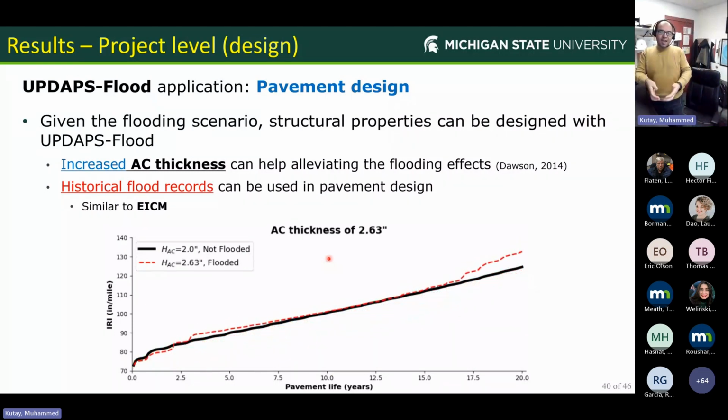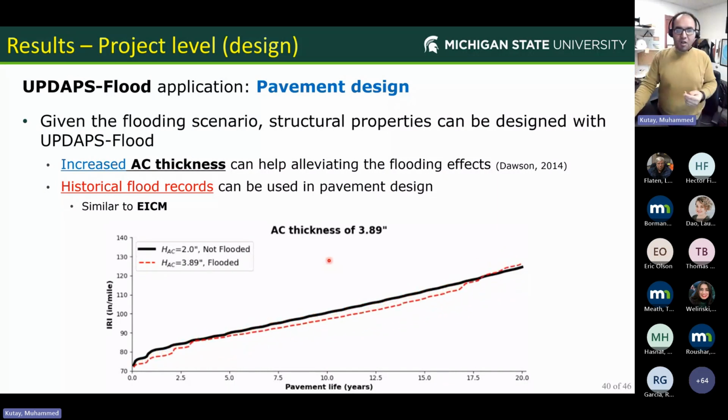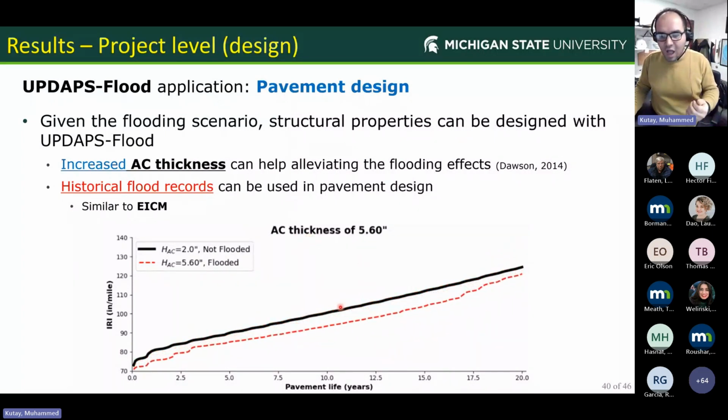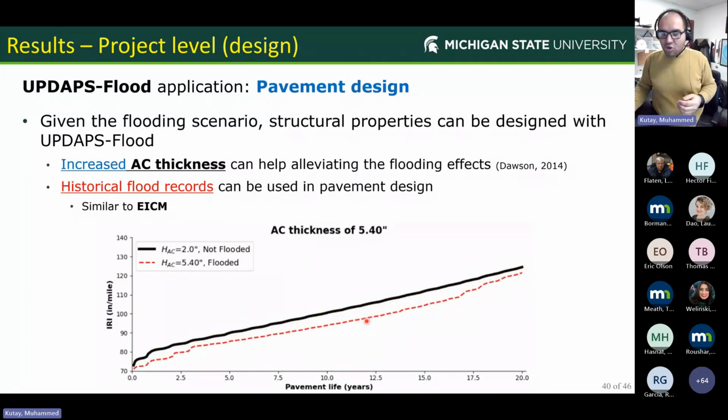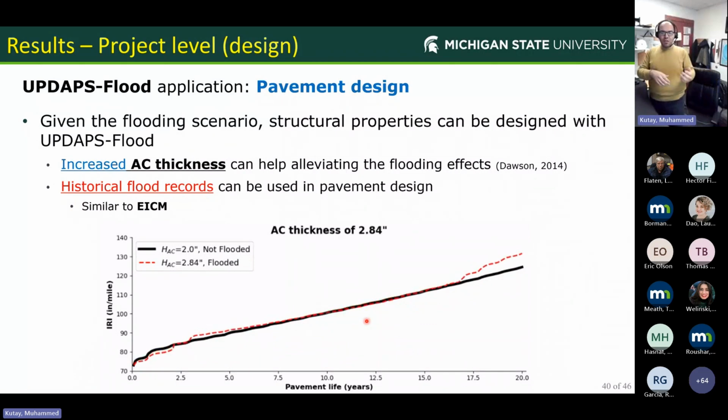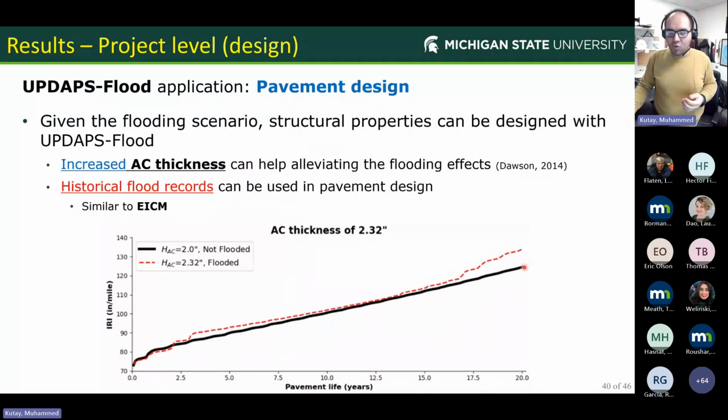And then for a given flooding scenario, you can run the UPDAPS-Flood and change, for example, here we are only changing the thickness of the AC layer. We are changing the thickness for the same FL 806 section from 2 inches to 6 inches. You can see this thick black line shows the results without flooding, and this dashed red line shows the IRI prediction with flooding when you change the thicknesses. Based on this analysis, you can increase the AC thickness so that at the end of the 20 years, you get the same amount of IRI from your section.